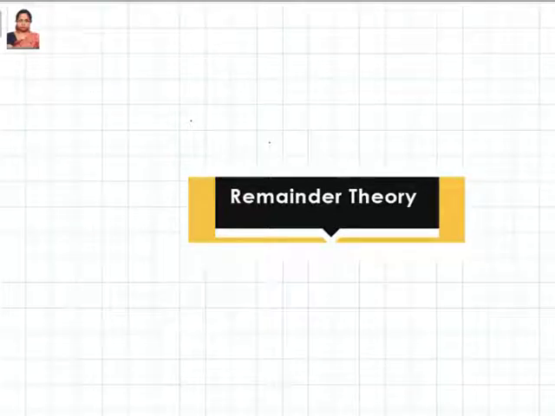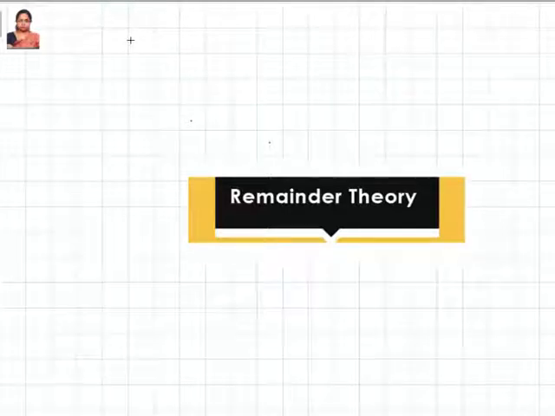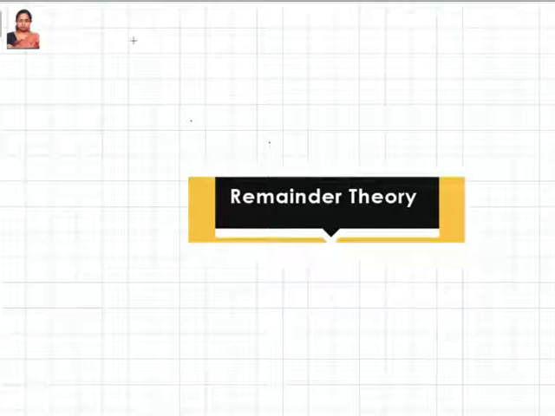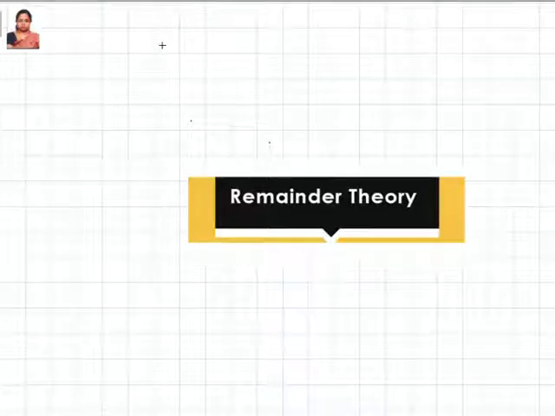This is one of the parts of numbers which we have already dealt with, that is classification of numbers, divisibility rules, factors, LCM, HCF, and units digit. And the next topic which you're going to handle now is remainder theory.